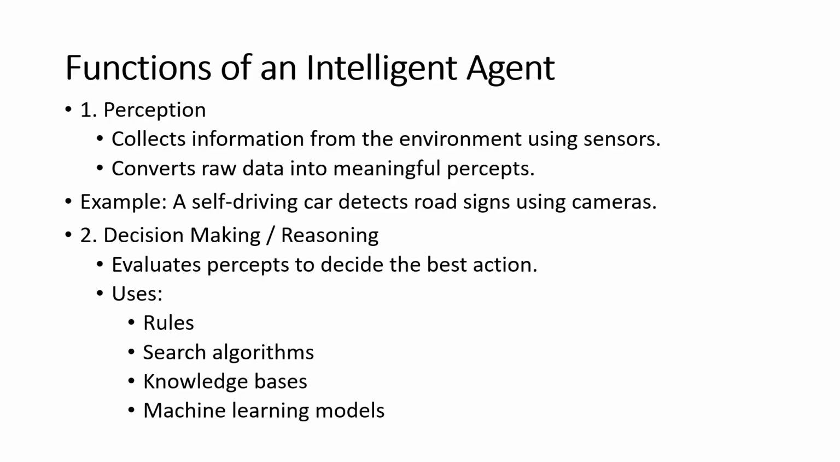So these are the functions of an intelligent agent. First one is perception. We already discussed, collect information from the environment using the sensors, and after perceiving the information, it will convert the raw data into a meaningful perception. For example, a self-driving car detects road signs using cameras. That is an example. And the agent program has to work on it. So whatever data collected from the environment, that should be converted into a meaningful format.